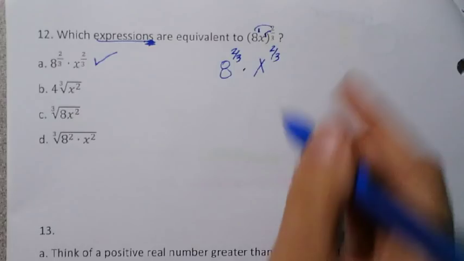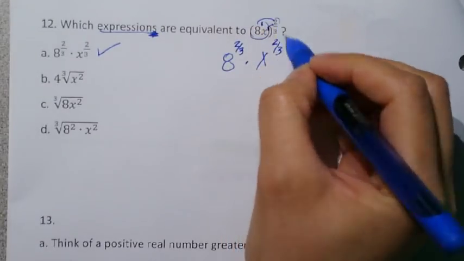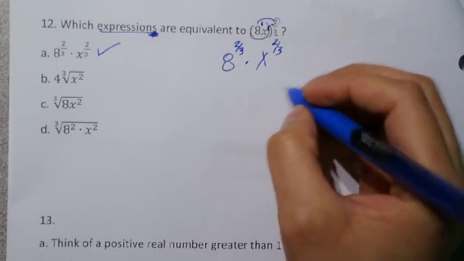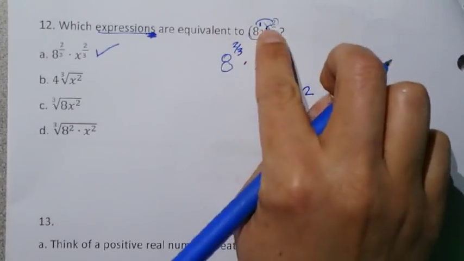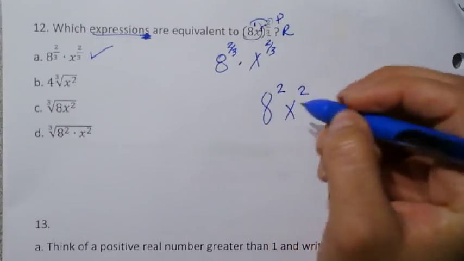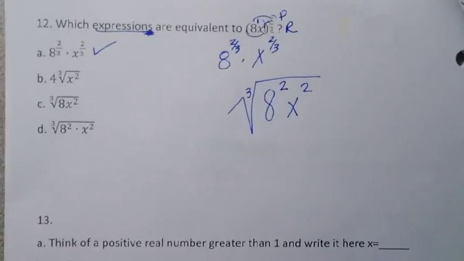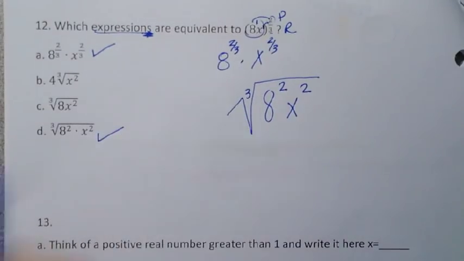Okay? Another way is I can give all of this the power of 2 and then get the cubic root. So it can also look like 8 squared, x squared. I gave them the power first because the top is a power and the bottom one is a root. And then I can give them the cubic root. Okay? And that looks a lot like letter D, so that one's true.